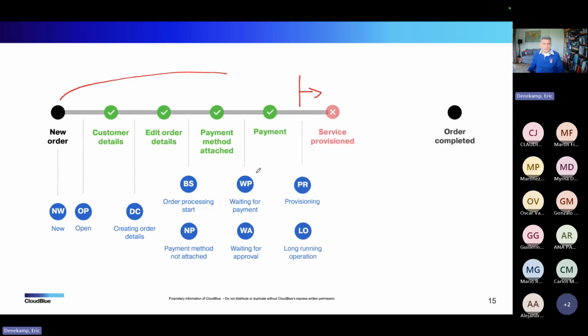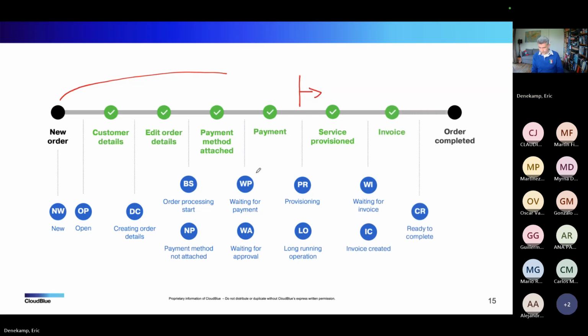So we have our provisioning, long-running operation, service provisioned. If we fix that, the service is provisioned, we create the invoice, and our order goes to completed. All those blue buttons are actual statuses that you can see in the order.